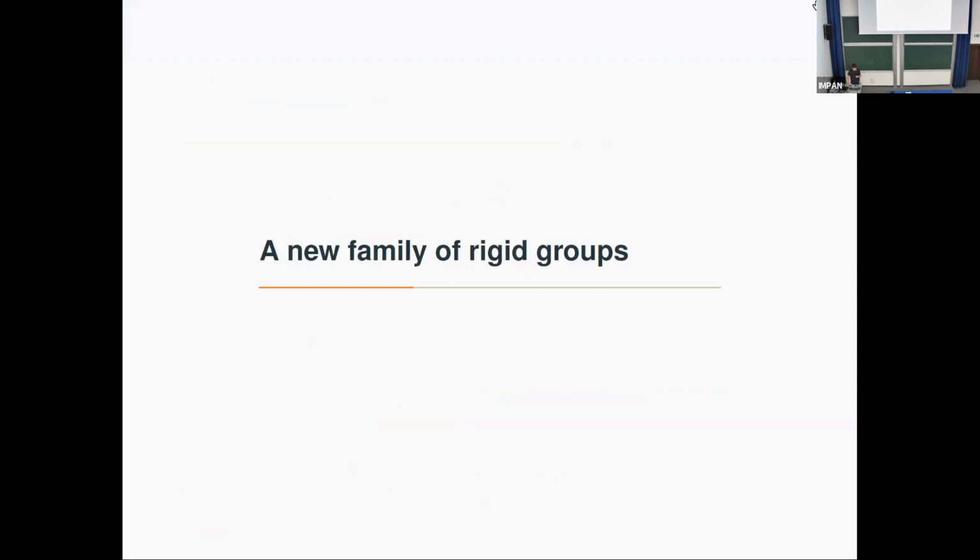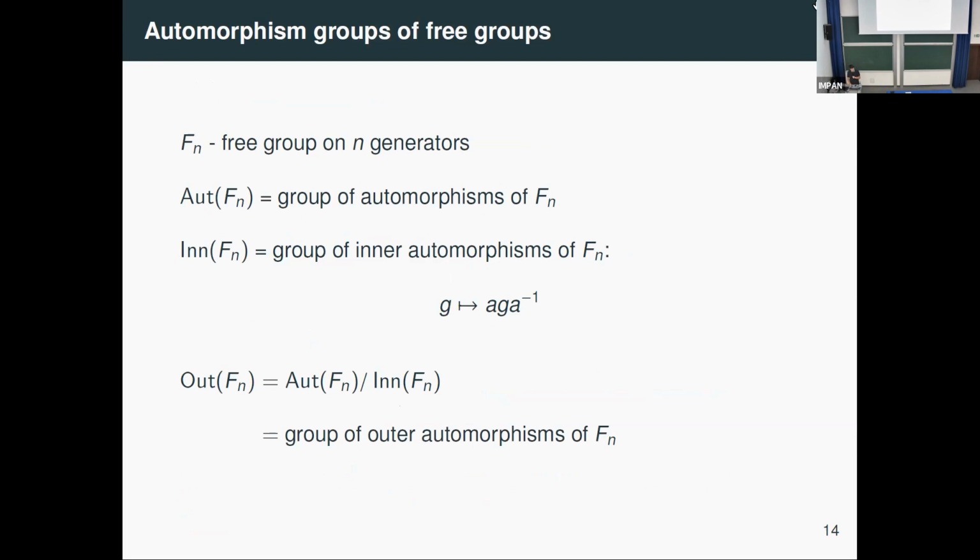Okay, so what I would like to discuss is a new family of groups with property T and a new method of proving it, and the method will involve semi-definite programming. The family of groups I'll be interested in is the family of automorphism groups of free groups. So you start with the free group on N generators. Aut Fn will be the group of automorphisms of Fn, so isomorphisms from Fn to Fn. The inner ones are the ones given by conjugating by a fixed element. And then there are also the outer automorphism groups. This is Out Fn, which is Aut Fn divided by all the inners.